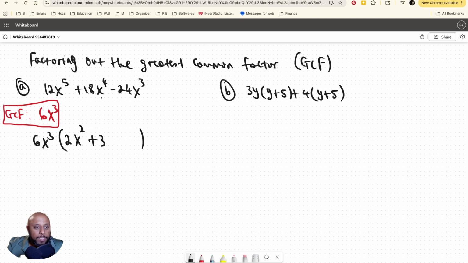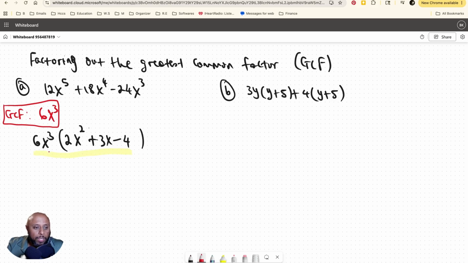Similarly, with the second term, we have to ask 6 times what gives us 18, and that would be 3 times. And we can simply subtract the exponents. So from x to the power of 4, we are taking out x to the power of 3. So we end up with x. In the last term, we have to ask 6 times what gives us negative 24, and that would be negative 4. And we already took out the x cubed, so there is no more variable left over here. So that would be our result, okay?